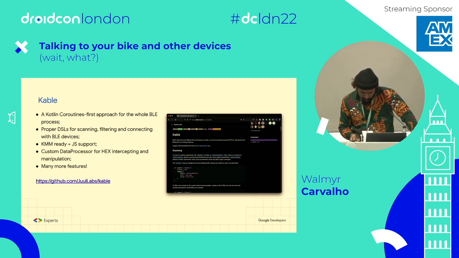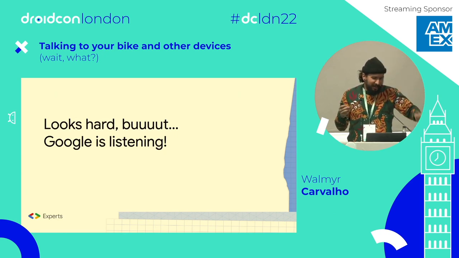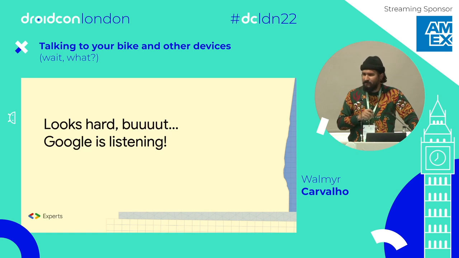Okay, let's see if it's good. Yeah, it looks hard. Even with the libraries, it looks really hard, but the good news is Google is listening. They're actually listening to the feedback. I'm going to promote another talk that's happening tomorrow by Eric, but people complain about Bluetooth. That's what I mean: people complain, Google is listening.